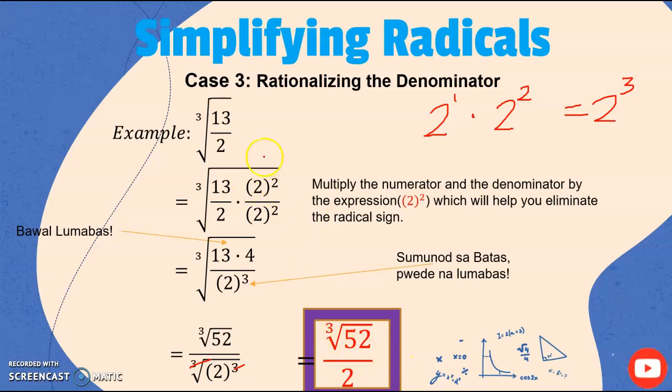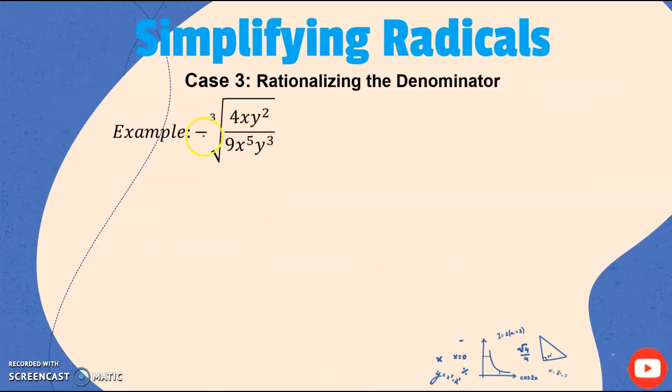Okay, so again, you have to consider the exponent and the root here. Let's have our next example: negative cube root of 4xy squared all over 9x to the 5th y cubed. Now again, you can still simplify them. So you have to simplify x over x to the 5th. That's going to be x to the 4th in the denominator. And then y squared over y cubed, so this one is just y.